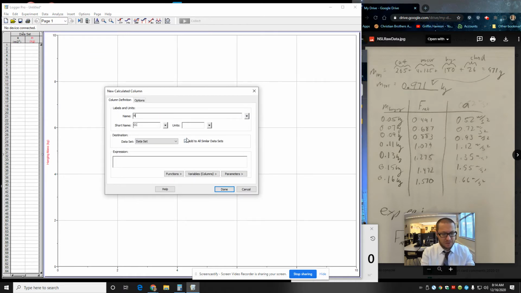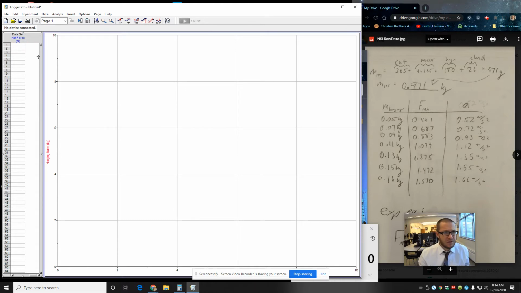So what we're going to do is data, new calculated column, and this is going to be the F net. This one's going to be the net force. All right, F net. Units here are going to be newtons. The expression is going to be variables, hanging mass times 9.8. I did 9.81, which really doesn't make sense. Now, nothing's in there yet.